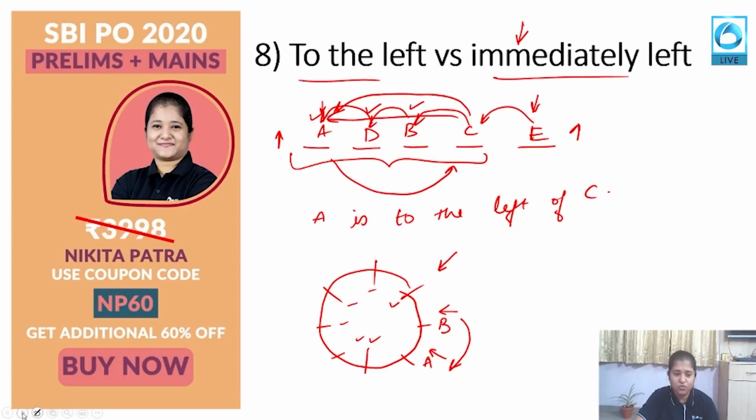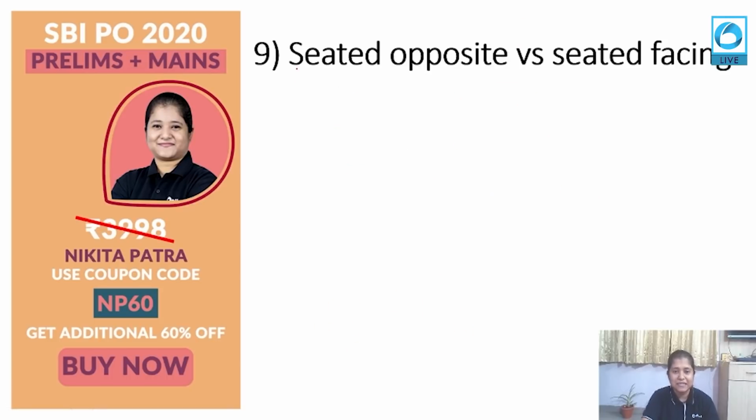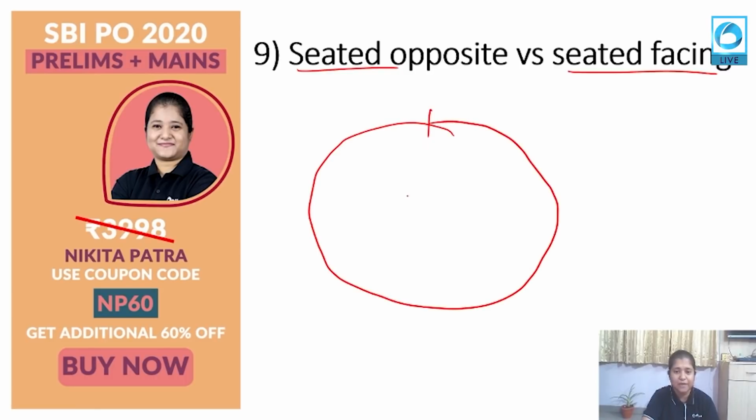So let's go to your keyword number 9, seated opposite and seated facing. Now this is very important to understand. Let's say this is a circular arrangement. ठीक है, so let's say there are 8 people seated in between here. Pardon my circle here, it does not look like a circle, but let's see. So let's say this is your A, this is your B, this is your C, this is your D, this is your E, this is your F, this is your G and this is your H.